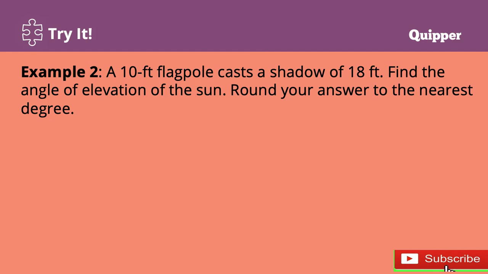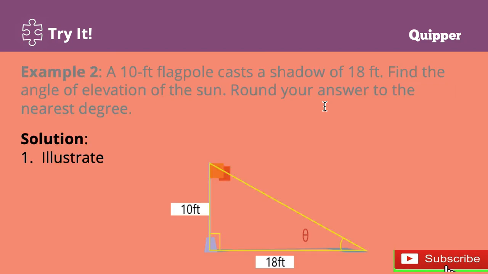Example number 2. A 10-feet flagpole casts a shadow of 18 feet. Find the angle of elevation of the sun. Round your answer to the nearest degree. We are going to illustrate first the problem. This is the flagpole, which is 10 feet high. That flagpole casts a shadow of 18 feet. Of course, the shadow must be here, so this is 18 feet. Find the angle of elevation of the sun.